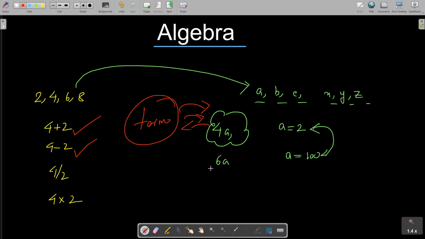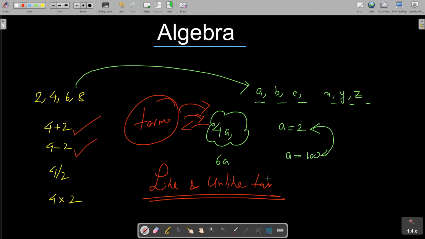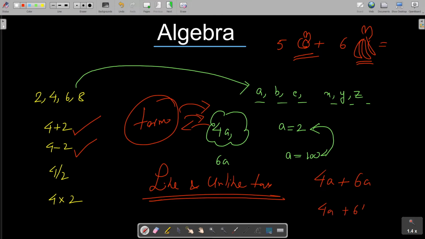Before that, we need to learn about something called like and unlike terms. For example, if you have 5 apples and you add 6 bananas, how many oranges will you have? This sentence makes no sense. Why? You cannot add two different quantities together. Similarly, in algebra, you can only add the terms which have the same variables. For example, you can only add 4a with other terms having a. You cannot add 4a with 6b.